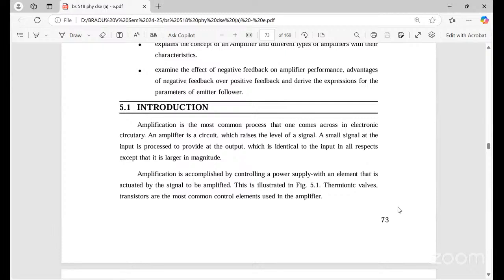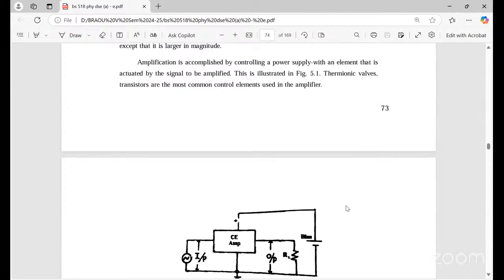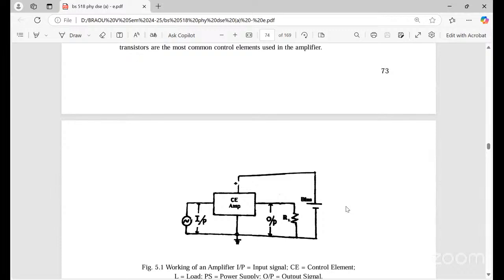A small signal may be processed through the input here, which provides an output identical to the input in all respects, except that it is larger in magnitude. That means strengthening the signal. Amplification is accomplished by controlling a power supply with an element that is actuated by the signal to be amplified. So, what are the thermionic valves and transistors, which are the common control elements that may be used here?